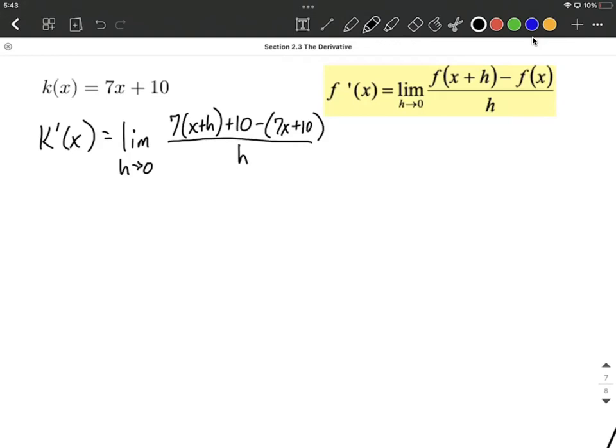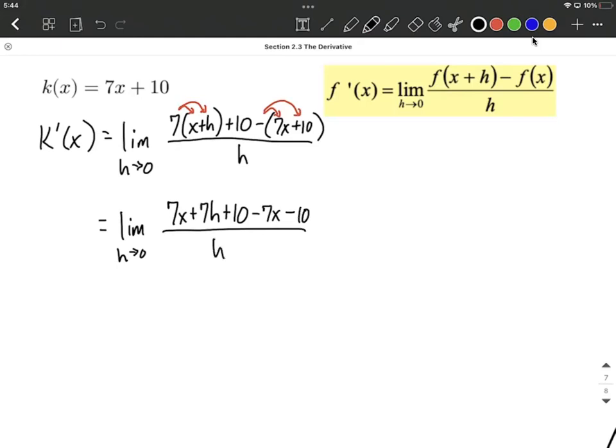Now we're not allowed to plug in 0 for our h because that would be dividing by 0 at this point. So let's work on doing a little bit of simplifying down. I'm going to suggest we bring along the limit as h approaches 0 until we're allowed to substitute in. We can go ahead and distribute the 7. So that'll leave us with 7x plus 7h. Bring along the plus 10. I'm also going to distribute this negative. It needs to be applied to both of these terms inside the set of parentheses. So minus 7x minus 10 all over h.